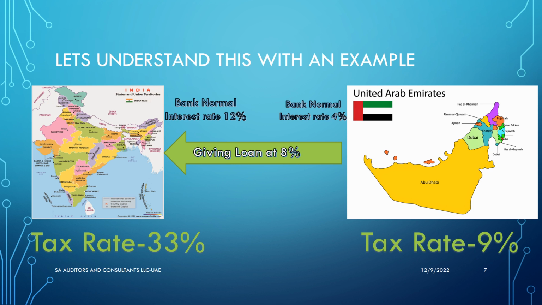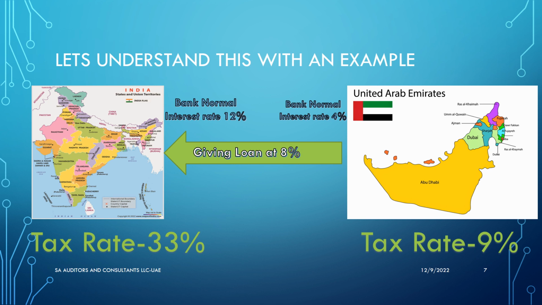But for this example, just assume interest income in many countries is taxable. Say there is one company with group companies: head office in India and branch office in the UAE. Let's assume in India the tax rate is 33%, in UAE the tax rate is 9%. In India the bank's normal interest rate is 12%, and in UAE the bank's normal interest rate is 4%.